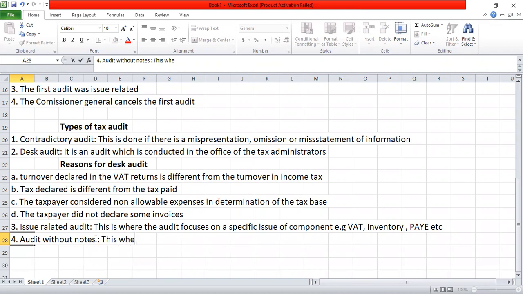This is where an audit is started without giving a clear notice to the taxpayer.